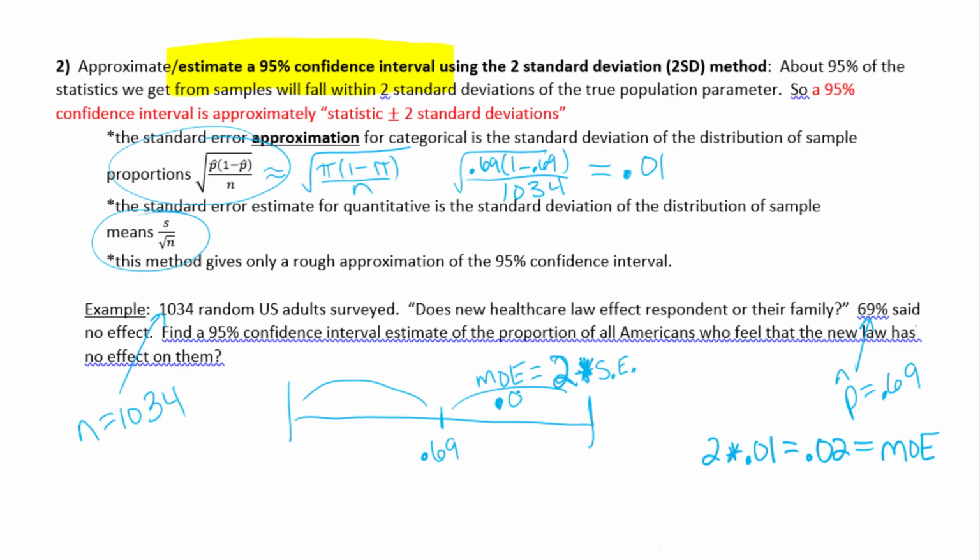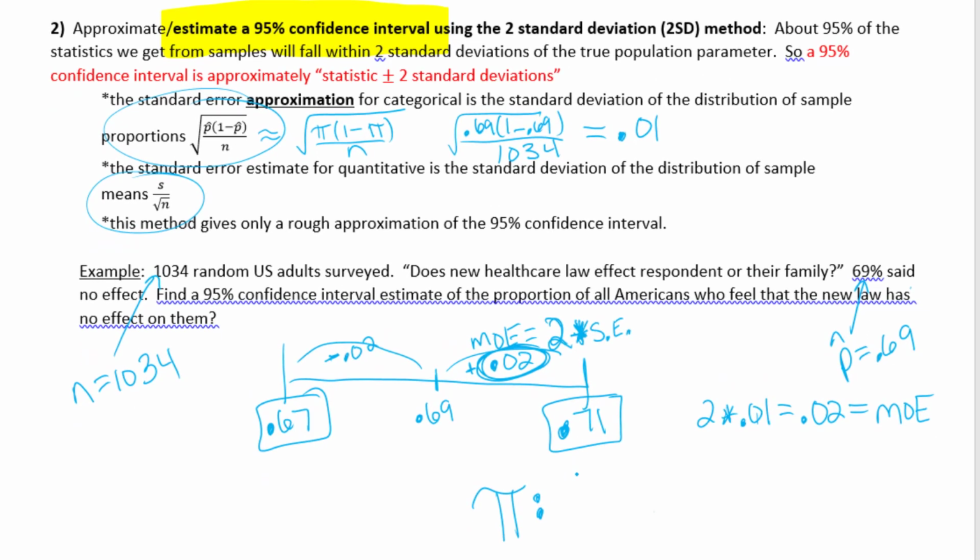So that equals 0.02. So I'm going to add 0.02 to 0.69, and I'm going to subtract 0.02 from 0.69. So the upper end of the confidence interval is 0.71, and the lower end is 0.67. Again, you use the formula to find the estimate of the standard error, you multiply it by 2, and that's your estimate of your margin of error. This is giving you a 95% confidence interval estimate. So my estimate is that pi is between 0.67 and 0.71.